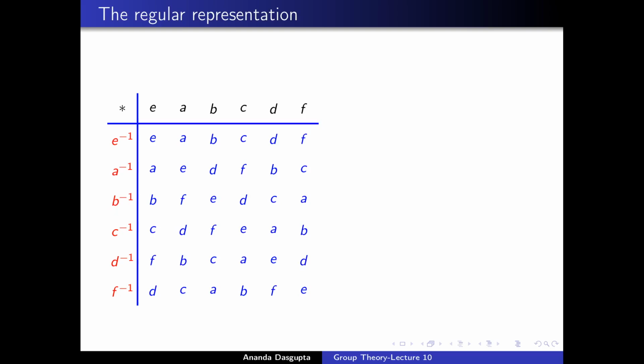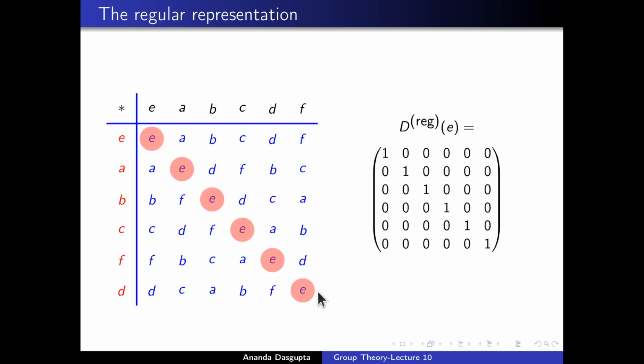The element E, of course, must have the identity matrix as the representation matrix, and that is obvious here. If you look at where the E's are in this version of the multiplication table, they're just down the diagonal. And so you can immediately read out D regular of E as this 6 by 6 identity matrix. Of course, there's nothing very special about that. That's sort of obvious. However, how would you find out D regular of A?